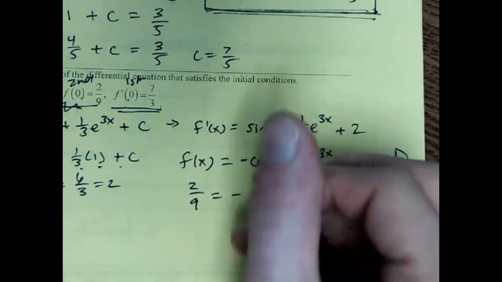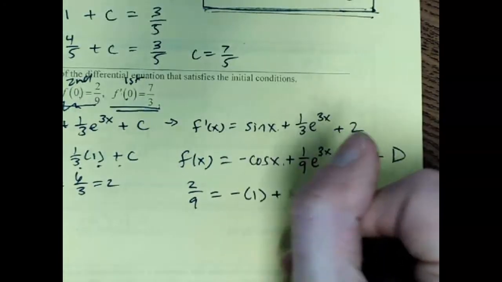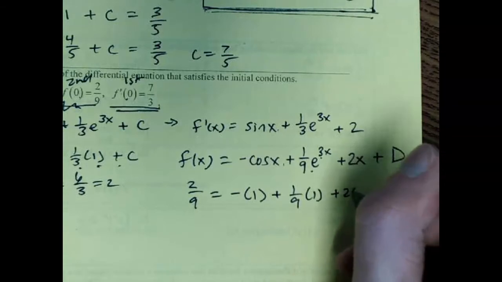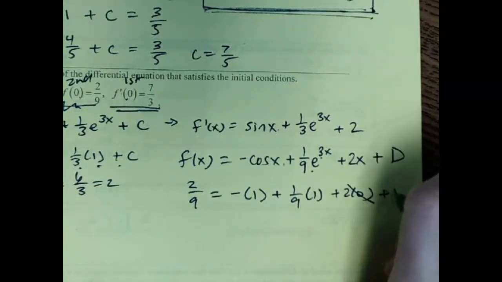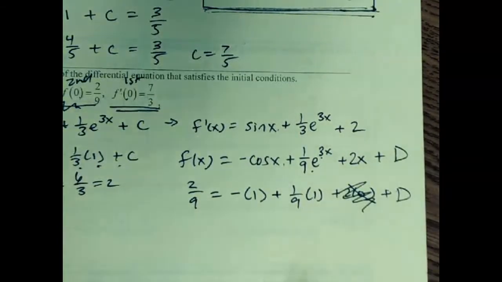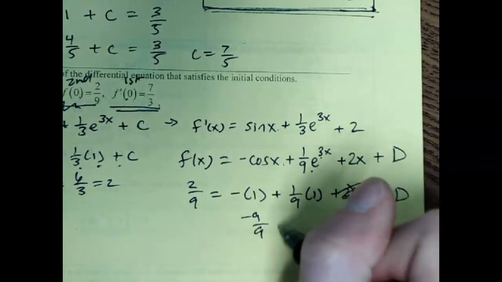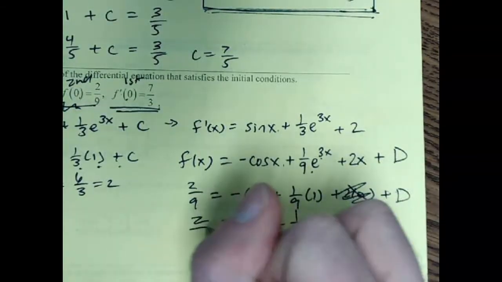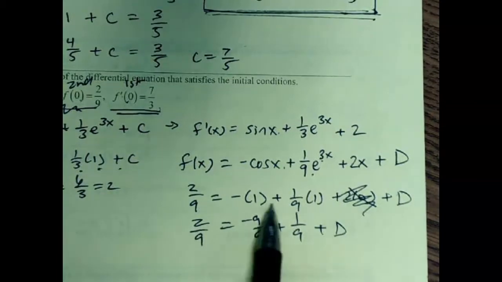Cosine of 0 is 1 plus 1/9 e to the 0 power is also 1. 2 times 0 is 0, so that's going to cancel. So that's all going to be gone. So I've got a negative 9/9 plus a 1/9 plus d. That equals 2/9. So see, this is a negative 8.